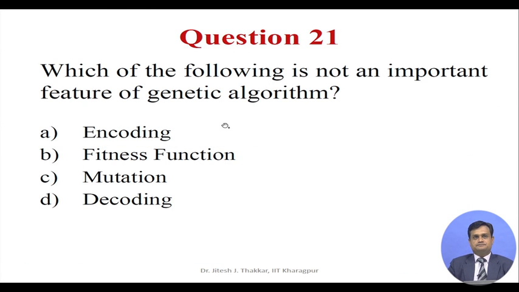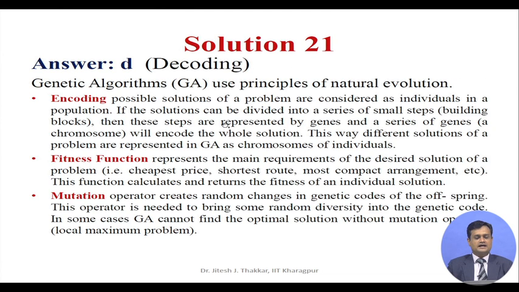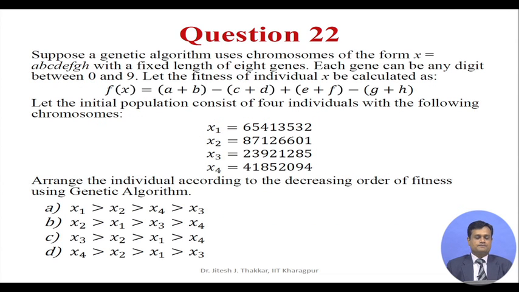Question 21. Which of the following is not an important feature of genetic algorithm? Encoding, fitness function, mutation, or decoding? So the correct answer is D, decoding. You have understood the fundamental steps included in the GA. So encoding, fitness function, and mutation, these are the important issues.